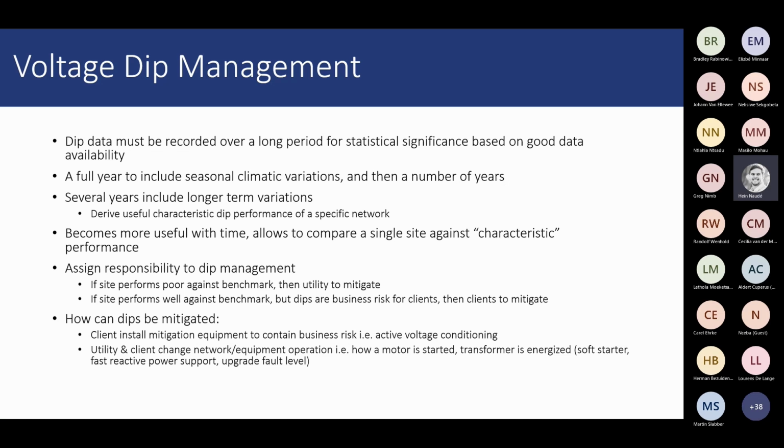Then after time, you can assign responsibility. If a site performs poorly against a benchmark, then the utility mitigates, or if a site performs well against a benchmark, but the dips are a business risk for clients, so there are process losses or risk to a client, then it normally becomes the responsibility of the client to mitigate or to ensure that their equipment is not that sensitive or impacted by the dips. Okay, how can dips be managed? The client can install mitigation equipment, for example, active voltage conditioning devices. The utility and client can change the network or equipment operation, for example, how a motor is started, transformer energization, using fast reactive power support, or even upgrade the fault level or equipment such as transformers or cables or lines and so on.